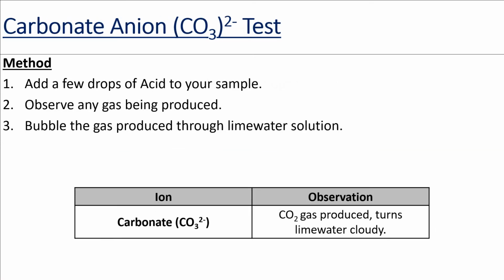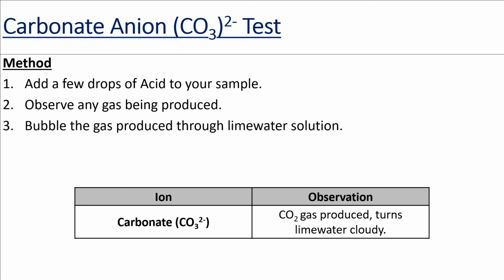And finally, we have the carbonate anion, CO3 2-. So this is a nice simple test. You add a few drops of acid to your sample, any acid, doesn't matter which, any acid will do, and you observe to see if there's any fizzing. Is there a gas being produced? If you bubble that gas through lime water and it goes cloudy, then you have a carbonate. It's as simple as that.